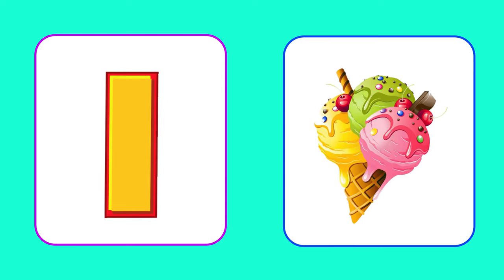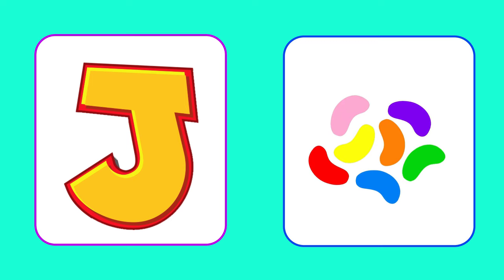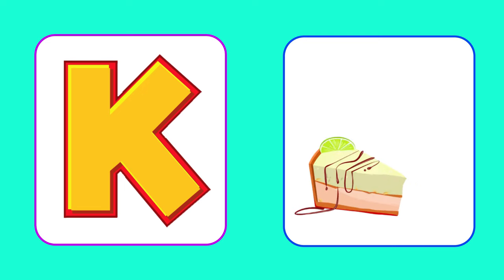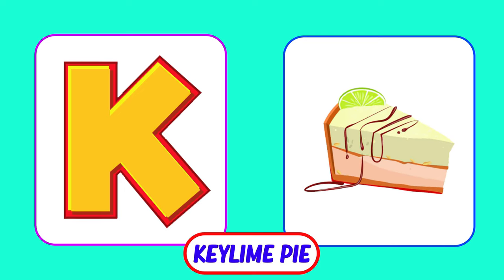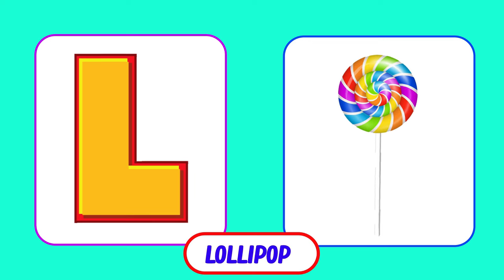I is for ice cream. J is for jelly bean. K is for key lime pie. L is for lollipop.